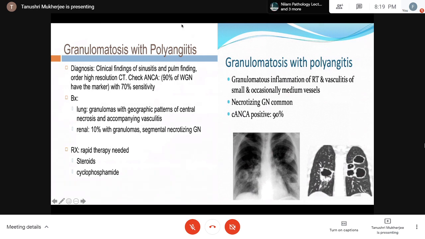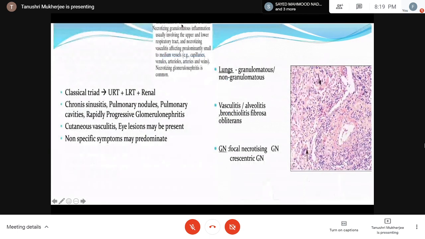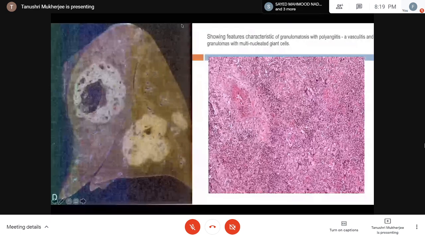C-ANCA is positive in 90% of cases of granulomatosis with polyangiitis. There's a triad of upper respiratory, lower respiratory, and renal involvement. So you see here, the lungs have granulomas, vasculitis, alveolitis, and there can be focal necrotizing glomerulonephritis with crescentic glomerulonephritis. This is a typical lung involvement in granulomatosis with polyangiitis.